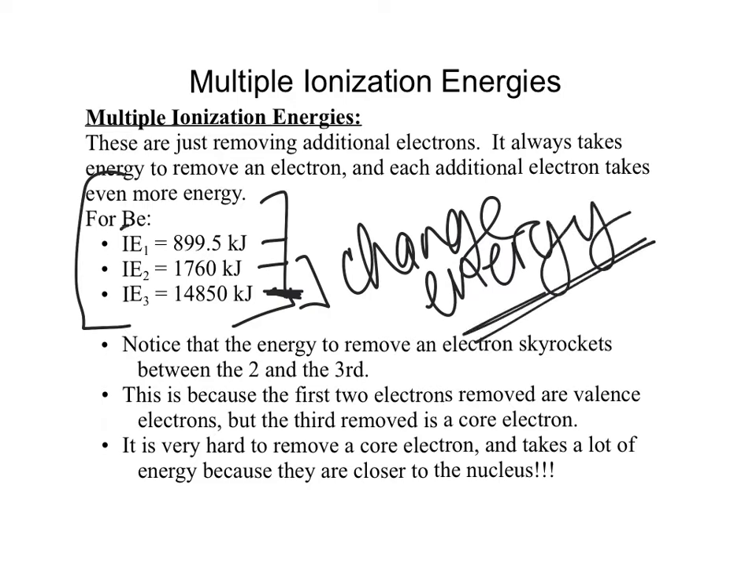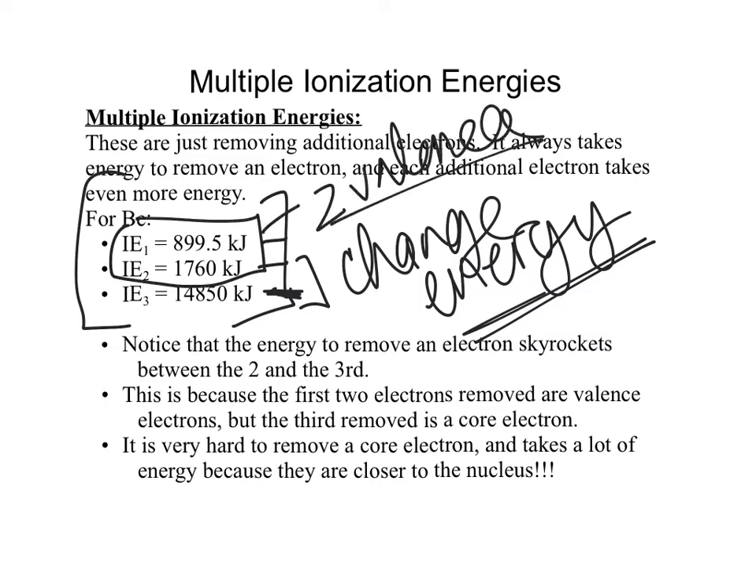So what that means is beryllium really has 2 valence electrons, which it does, right? And that's why beryllium makes a +2 charge. Beryllium's not going to make a +3, not with that energy requirement. It'll make a +2. So the reason things have the charges they have is due to this ionization energy.